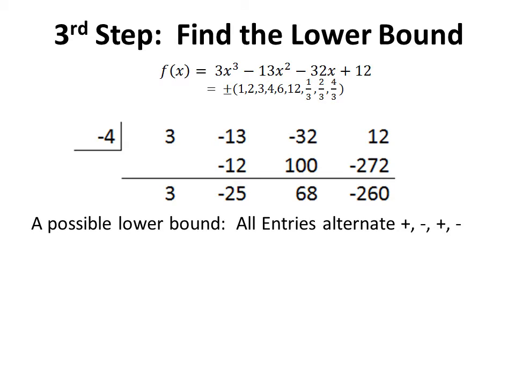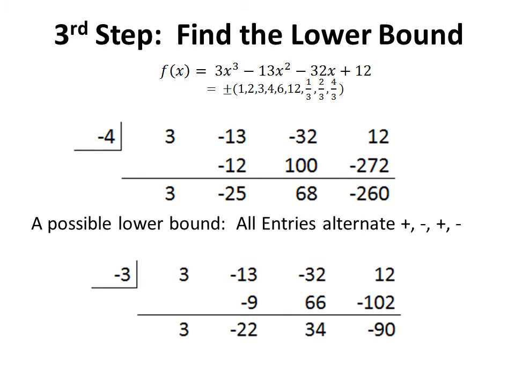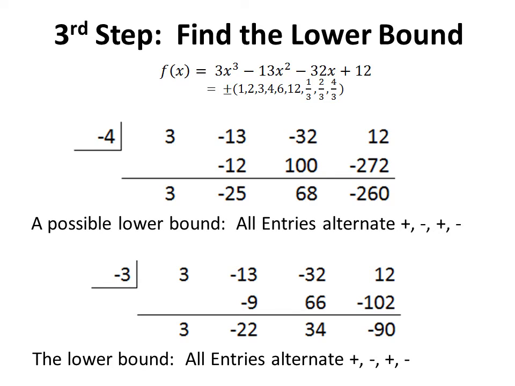I look to see if it alternates positive, negative, positive, negative. But I'm going to try one more time. I'm going to go to a negative 3. And when I put in a negative 3, I also see this. Now, I've done this problem ahead of time, so I know that this is actually our lower bound. So I'm going to stop here just to keep this presentation from being really, really long.